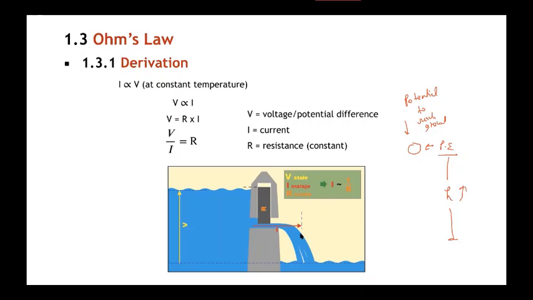So similarly, you see here, there is a dam and there is water. So that current depends upon the potential, and that potential is this height. More the height, more the potential. And there is a block here, which is acting as a resistance.